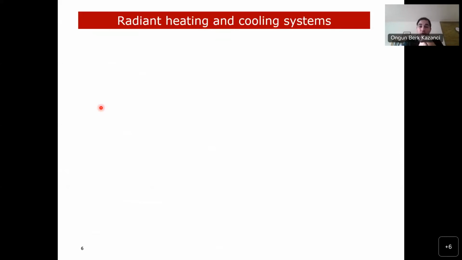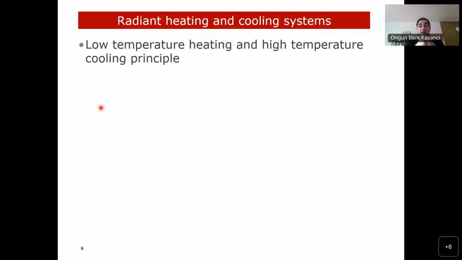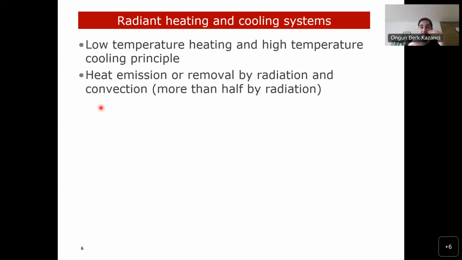So now I'll move on to radiant heating and cooling systems, and I'll briefly talk about what they are and what they can do. So these systems work with a low temperature heating and high temperature cooling principle, meaning that usually water or heat transfer medium operates at temperatures that are close to the room temperatures. And by definition, for a system to be called radiant, at least half of the heat emission and removal needs to be radiation. And depending on which surface is being used, it's a combination of radiation and convection, and their percentages vary.